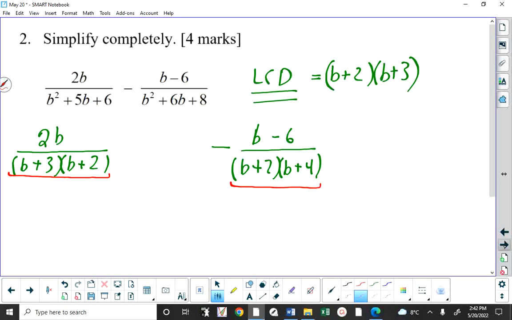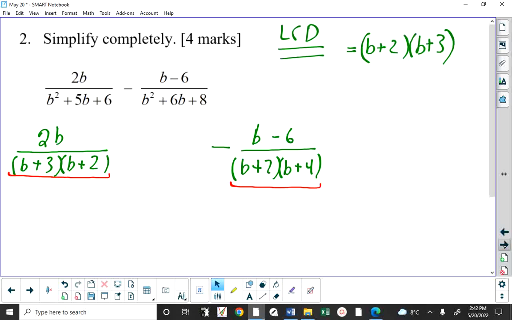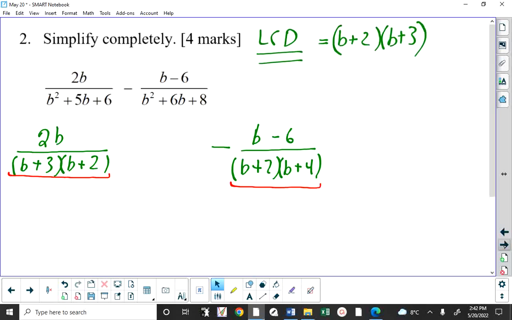Now, what we've got written so far at the top of the screen includes b plus 2. So both of these are represented in the common denominator. This is represented in the common denominator, but we need to represent the b plus 4 as well. So if we write b plus 4, we've nailed it.